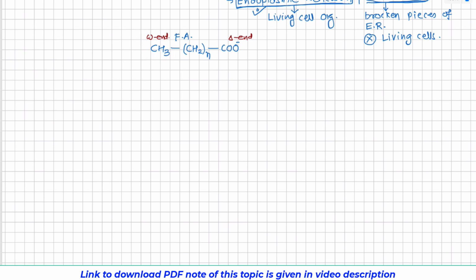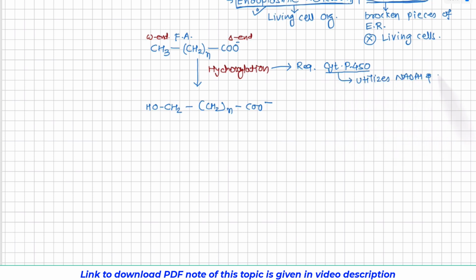So how does this oxidation occur? The first step is the hydroxylation of the omega carbon. This methyl group now gains an OH group, so it becomes CH2OH, and the remaining structure remains unchanged. So let's write it down. This hydroxylation reaction requires cytochrome P450, and cytochrome P450 further utilizes NADPH and molecular oxygen.